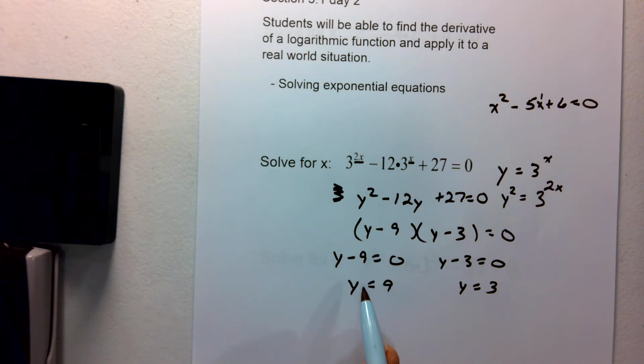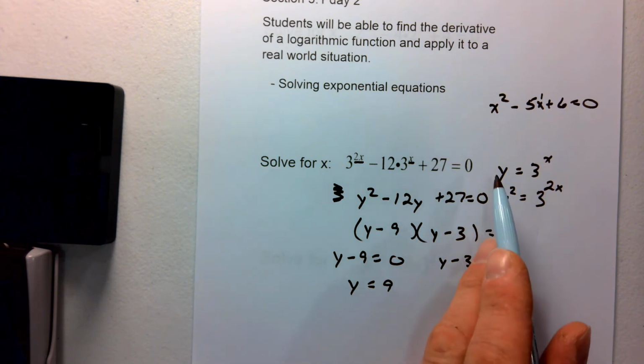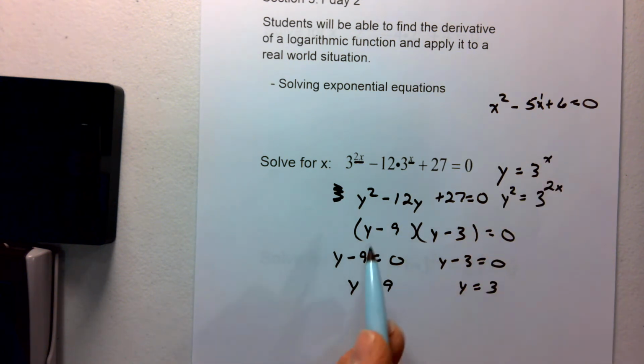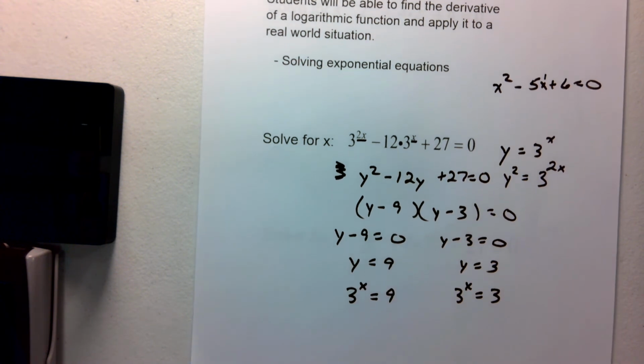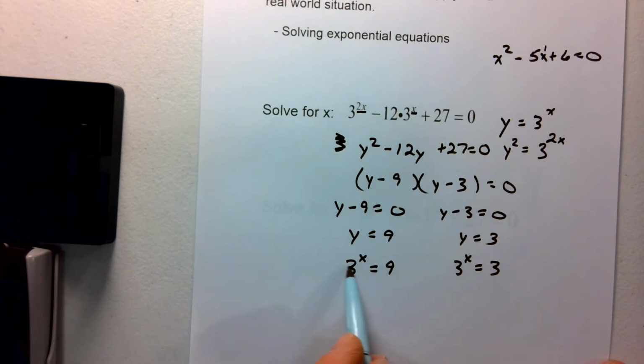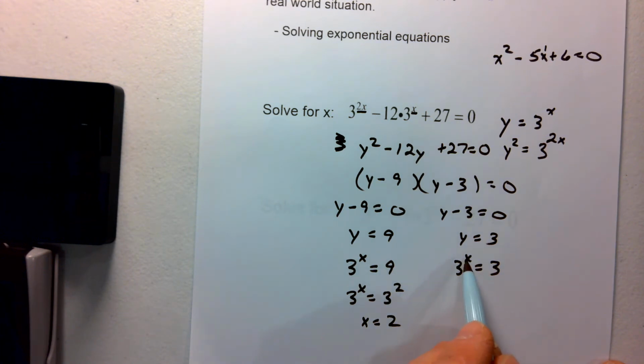So we need a relationship. Well, we know that y equals 3 to the x, don't we? So 3 to the x equals 9, and 3 to the x equals 3. From yesterday, we can go ahead and solve these equations. We can get a common base. So 3 to the x equals 3 squared, so x has to equal 2. Over here, 3 to the x equals 3. If there's no exponent, we know it's 1. So we know that x has to equal 1.